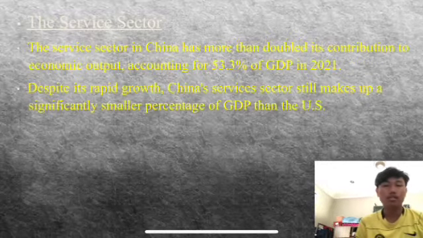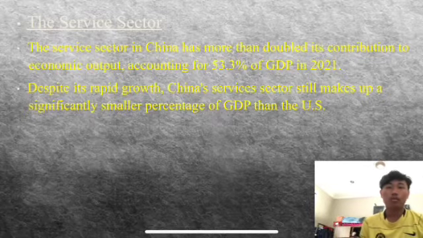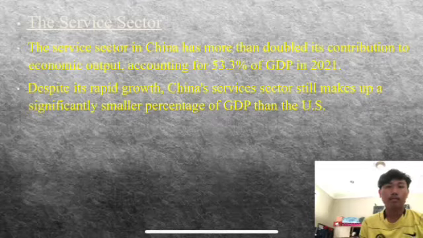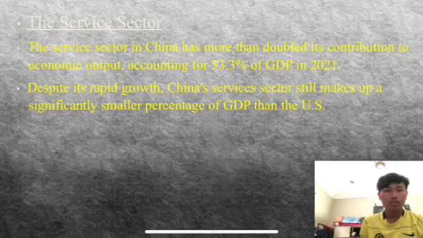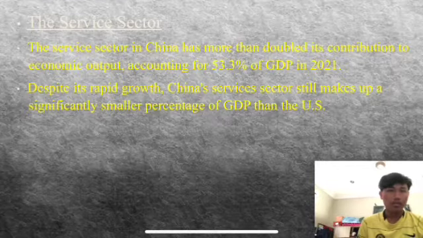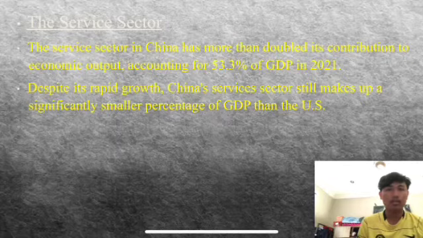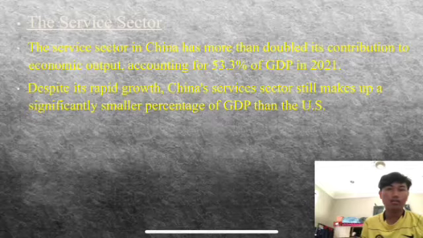Okay, the last economic sector of China is the service sector. Over the past 2 decades, the service sector in China has more than doubled its contribution to economic output, accounting for 53.3% of GDP in 2021. In 2013, it already surpassed the industrial sector. Transportation, storage and shipping, wholesale and retail trades, hotel and catering services, financial services, and real estate are just a few examples of the service industry. Despite its rapid growth, China's service sector still makes up a significantly smaller percentage of GDP than the US, where services made up about 78% of GDP in 2018.